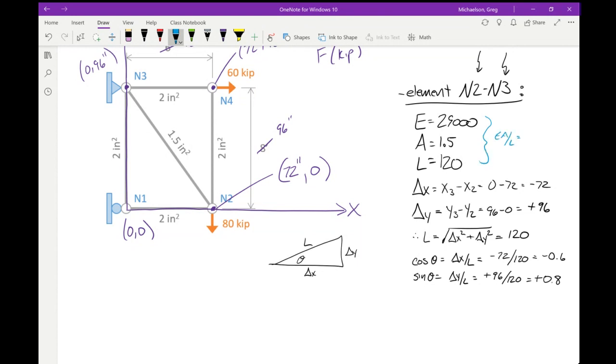EA over L. It's okay. All right, I'm getting EA over L of like 161.11, something like that. Everybody else getting that?